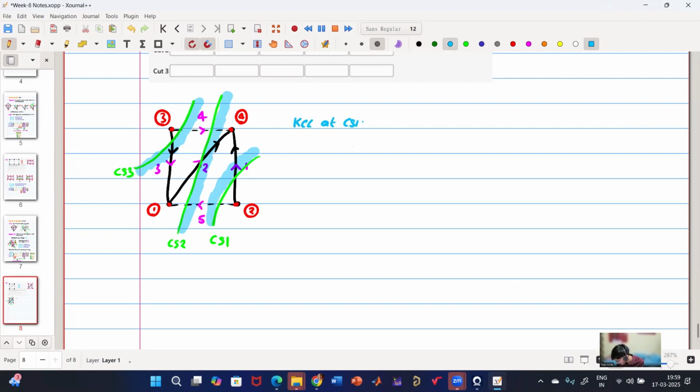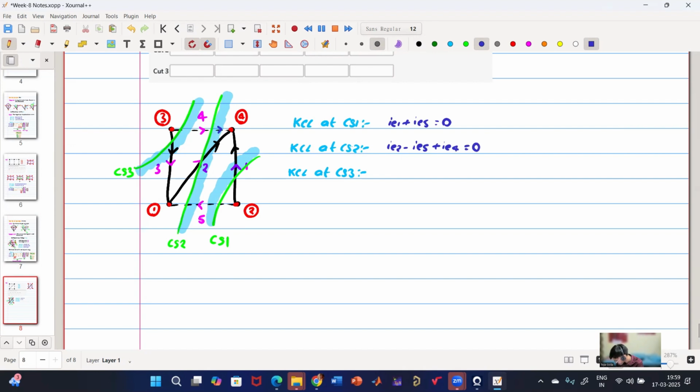Yes, sir. Clear. So now can someone tell me what is KCL at cut set 1, KCL at cut set 2, KCL at cut set 3? IE1 plus IE5 is equal to 0. Very good. And then cut set 2? IE2 minus IE5 is equal to 0. IE4 is also there. IE2 plus IE4 minus IE5 is equal to 0.